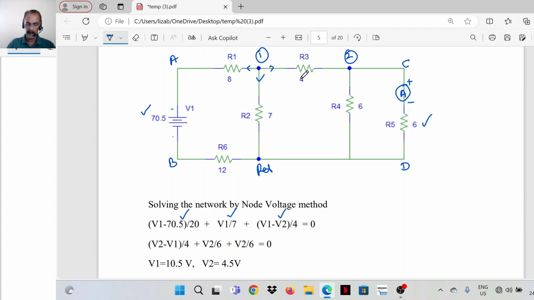Then node 2 equations. Sum of the outgoing currents is equal to 0. That is, current flowing from node 1 is (V2 minus V1) divided by 4. Then current flowing through R4 is V2 divided by 6. Current through R5 is again V2 divided by 6. So these currents are both the same. So we can solve this. We will get V1 is equal to 10.5 volt, and V2 is equal to 4.5 volt.